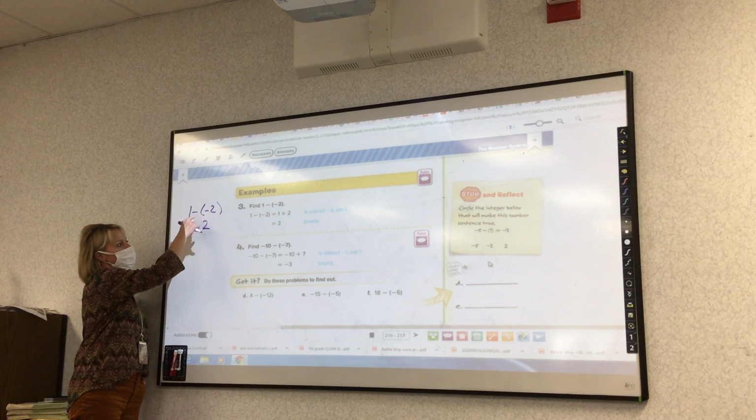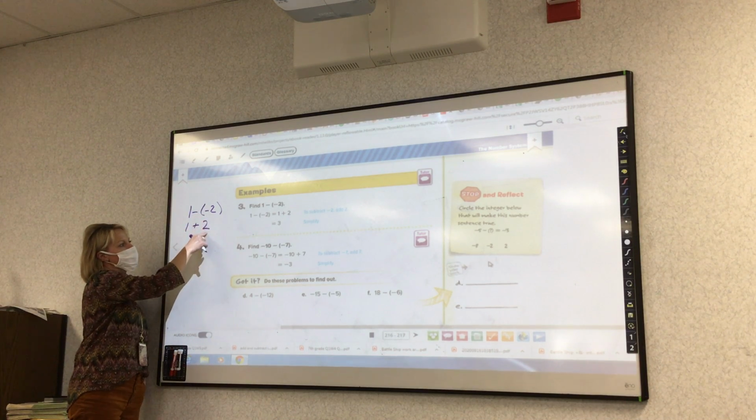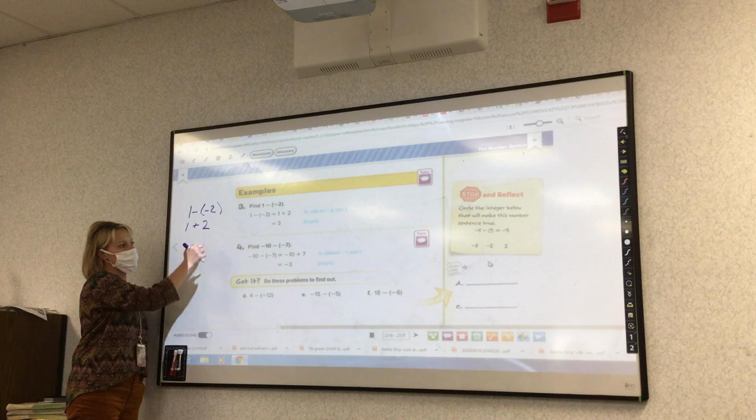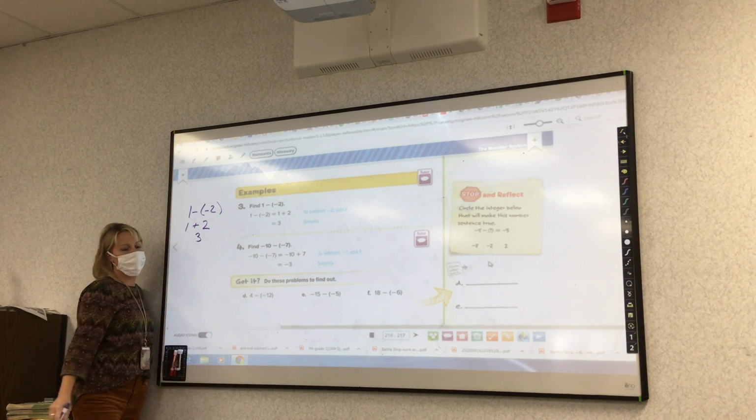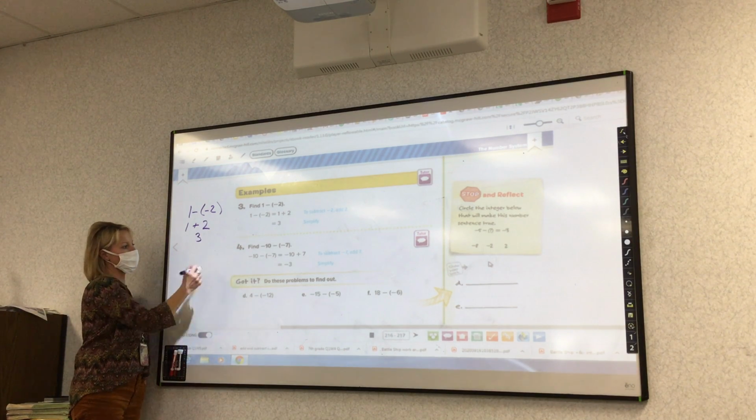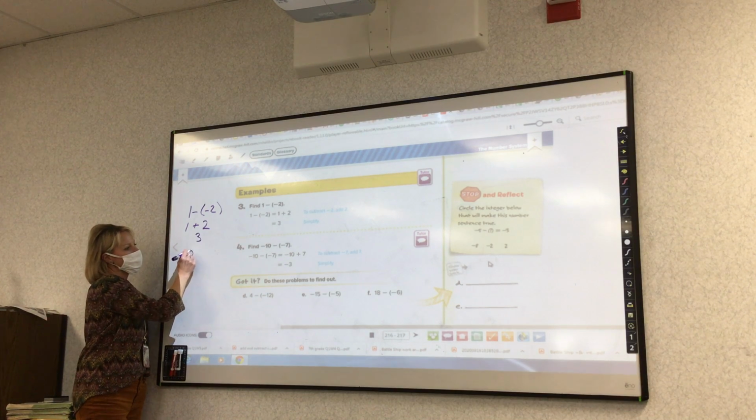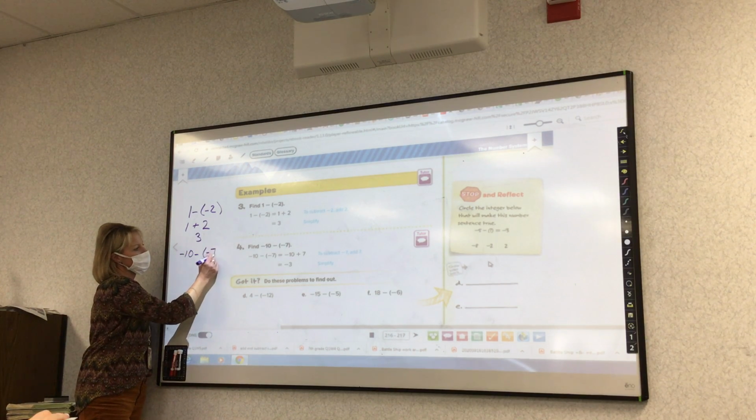Change the subtraction to addition, change the negative to a positive, and this is just 1 plus 2, which is 3. We got it right. We're gonna do number 4. Negative 10 minus a negative 7.